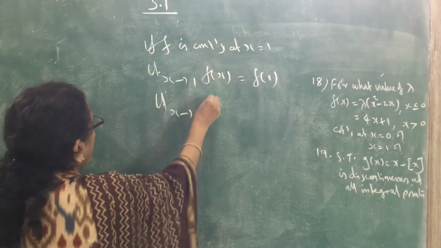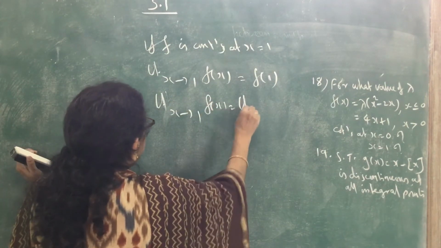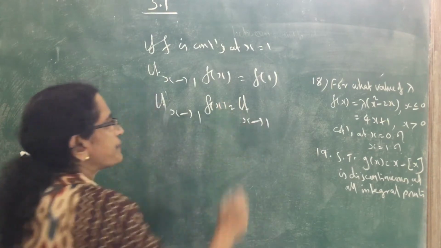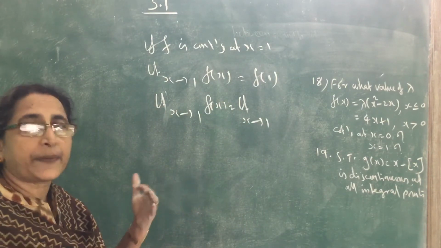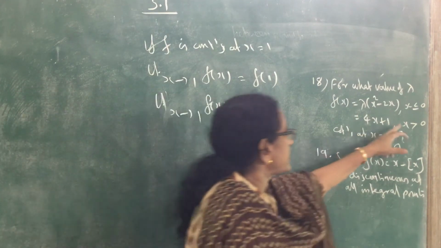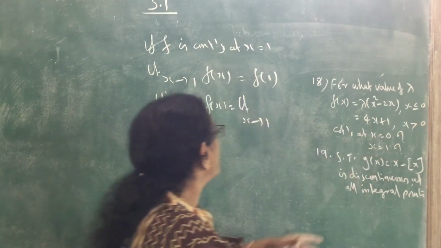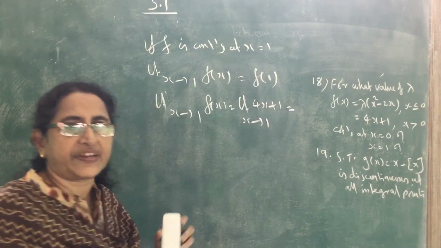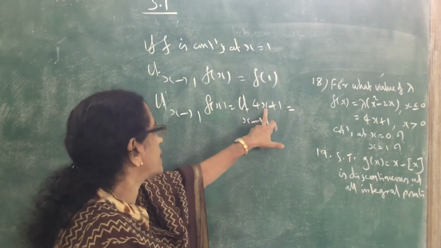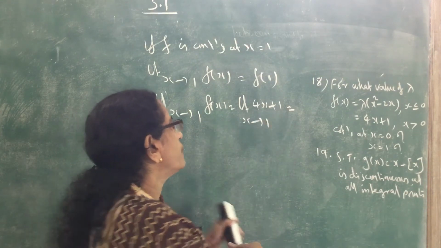Limit x tends to 1, f of x equal to limit x tends to 1. What is f of x when x tends to 1? x is very near to 1. That means x greater than 0. When x greater than 0, what is the value of the function? 4x plus 1. So now we have to apply the limit. When we apply the limit, 4 into 1, 4 plus 1, 5.